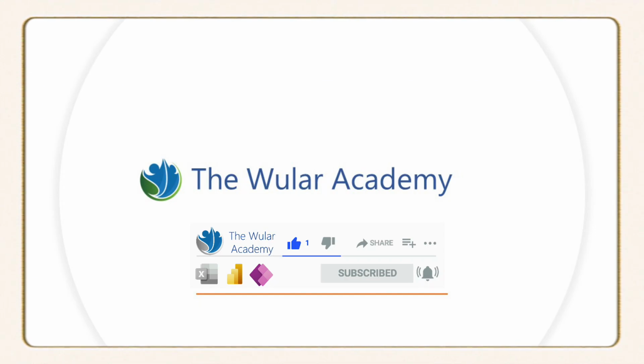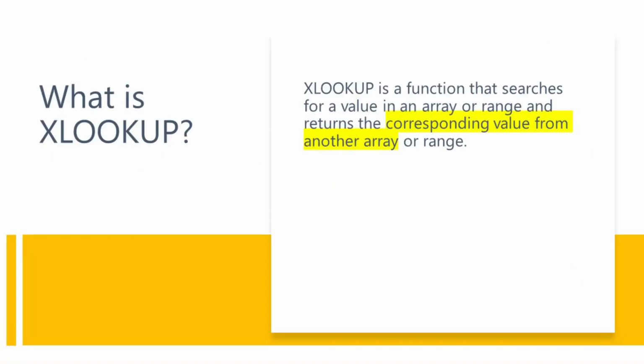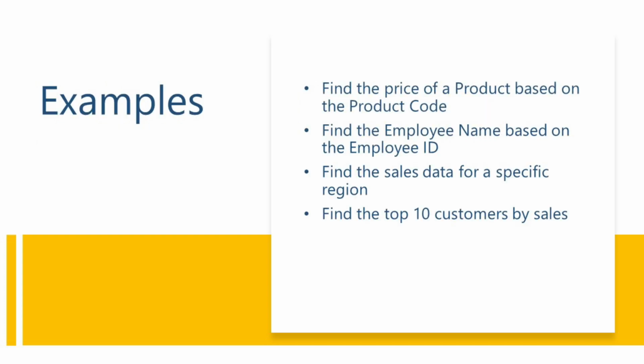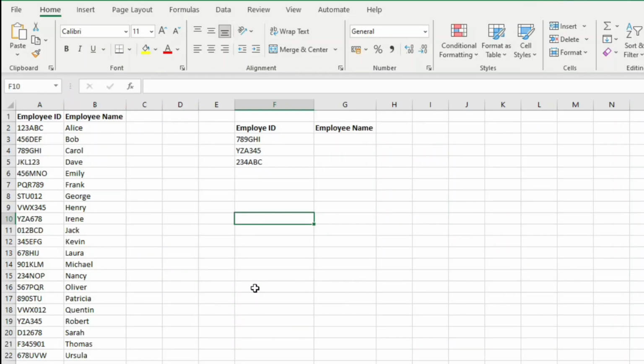So let's get started. So what is XLOOKUP? XLOOKUP is a function that searches for a value in an array or a range and returns the corresponding value from another array or range. Here are some specific examples of how you can benefit from using XLOOKUP. So you can find the price of a product based on the product code. You can find the employee name based on employee ID, find the sales data for a specific region, find top 10 customers by sales.